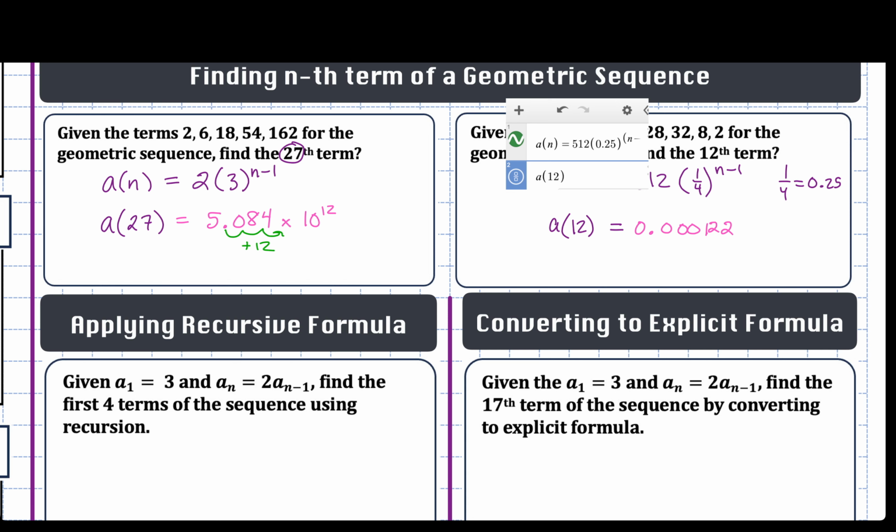If I wanted to, I can even convert this into its fraction so you can see what this pattern is. This is going to give me 1 over 8192. So that's a lot more precise than the decimal because you see I left off quite a few decimal places.